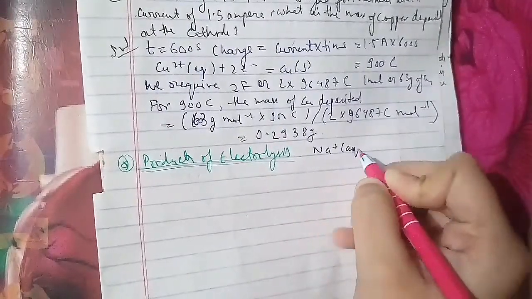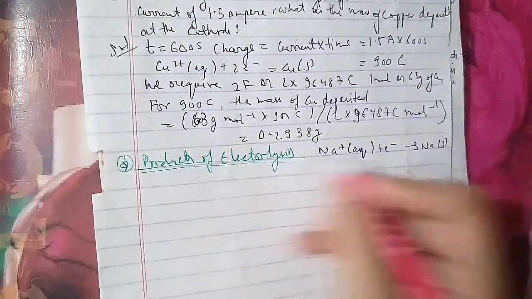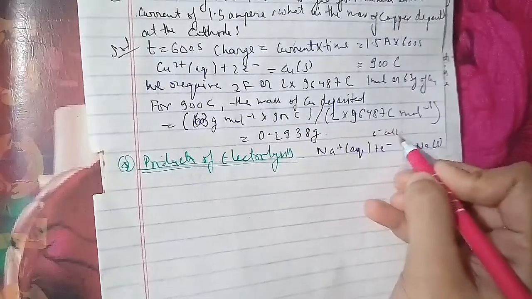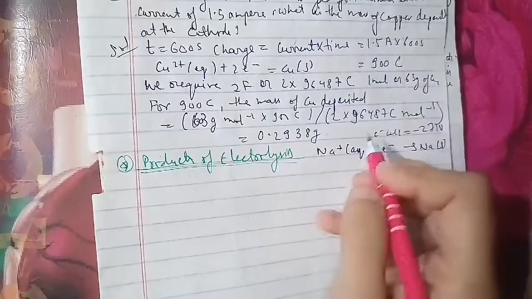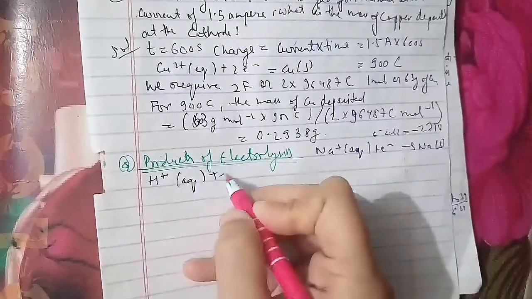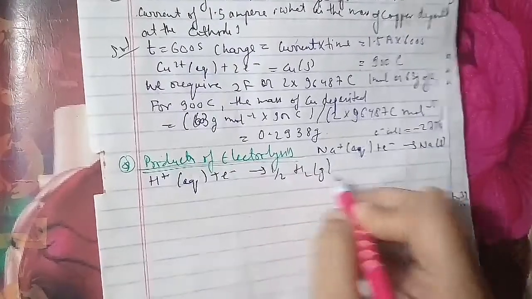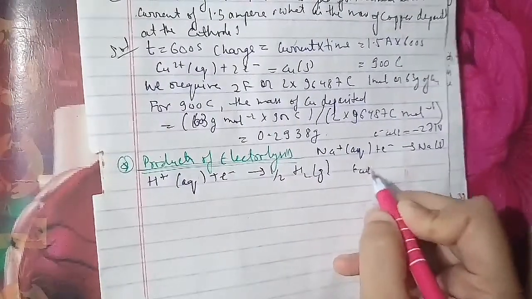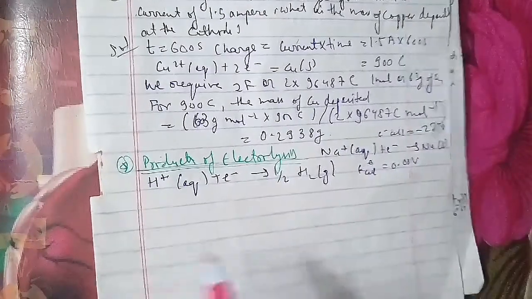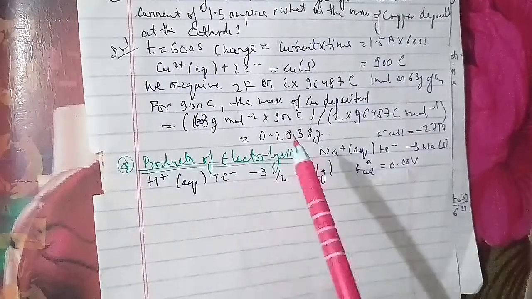We will have H+(aq) + e- giving half H2 gas, but H+(aq) is produced by the dissociation of H2O, that is H2O(l) gives H+(aq) + OH-(aq). Therefore, the net reaction at the cathode may be written as the sum of these two equations: H2O(l) + e- gives half H2 gas plus OH-.